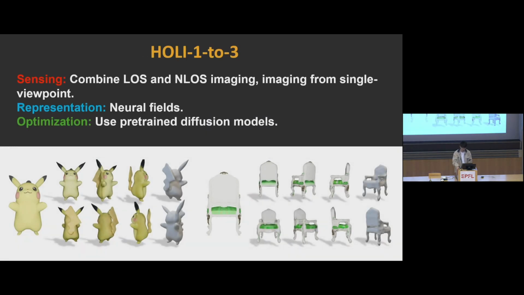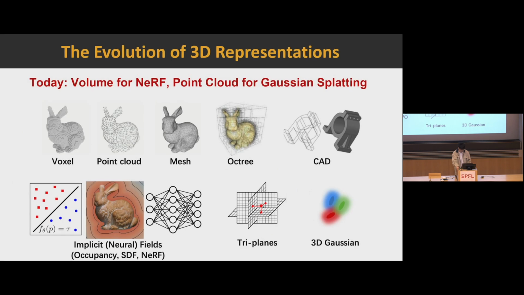So in this paper, we present a holistic imaging method that we call HOLI-123 for holistic 3D recovery from a single viewpoint input by combining line-of-sight imaging and non-line-of-sight imaging. What motivated us to design this technique is the rapid revolution in 3D shape representations. Today, shapes are no longer point clouds or depth maps. They can be implicit representations, such as NeRF, or geometry proxies, such as 3D Gaussians. The goal also switches from reconstruction to high-quality generation.